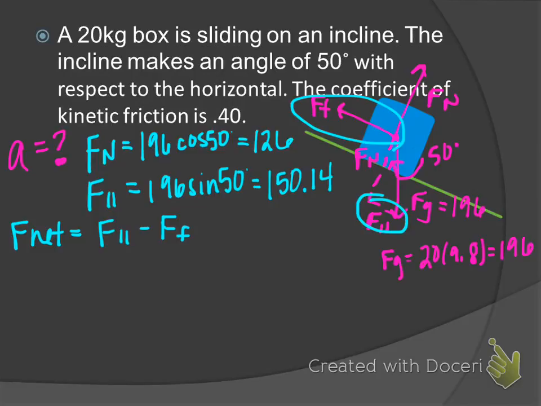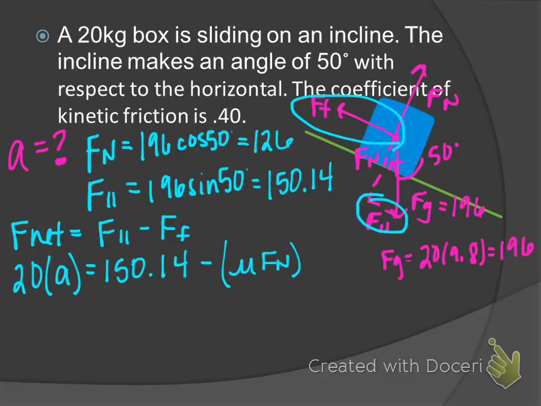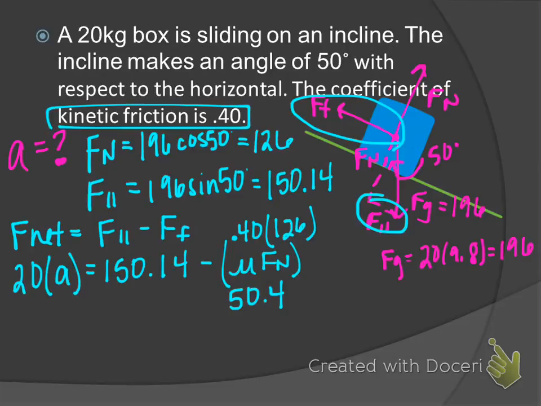Okay, so let's substitute: mass times acceleration equals the parallel force, which is 150.14, minus the frictional force, which is the coefficient times the normal force. Yes. Okay, and so if I put the numbers in that go with that, we would say 0.4 times 126. And you got 0.4 from... The coefficient of friction, it's given right here. Oh, okay.